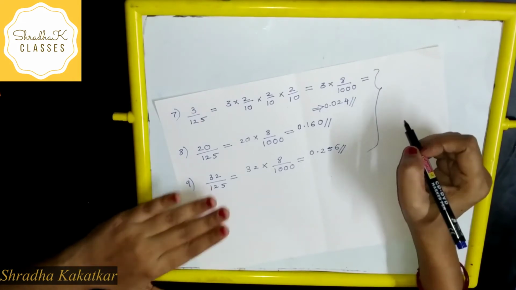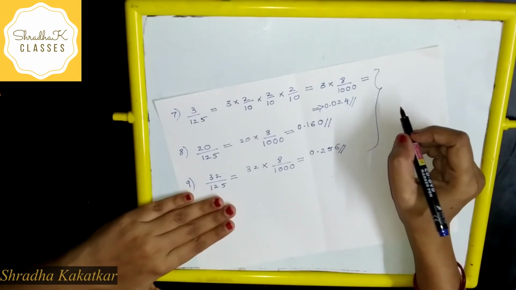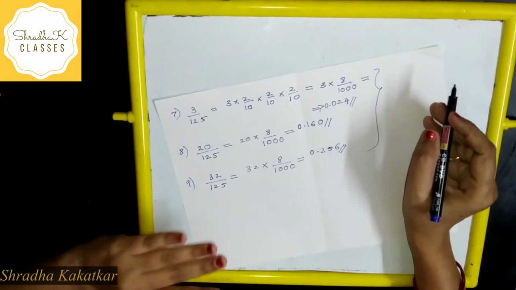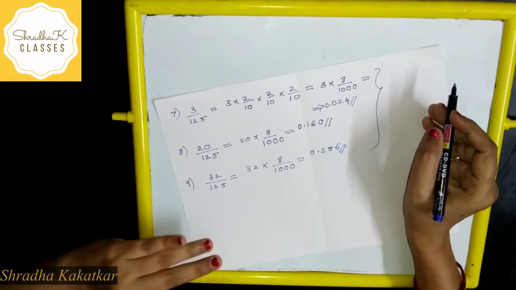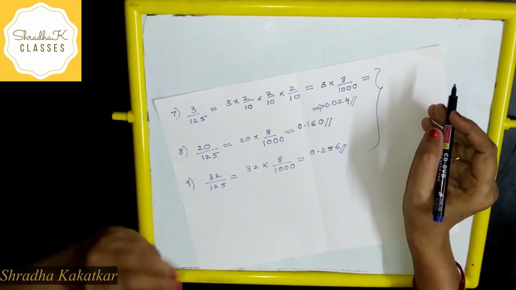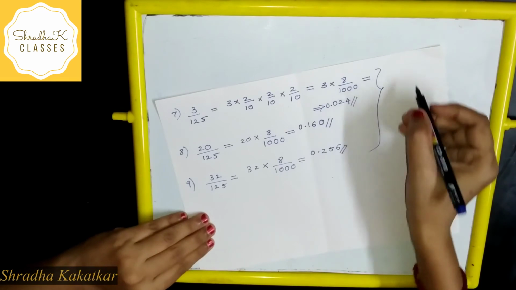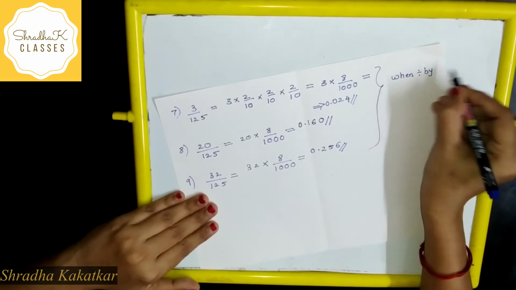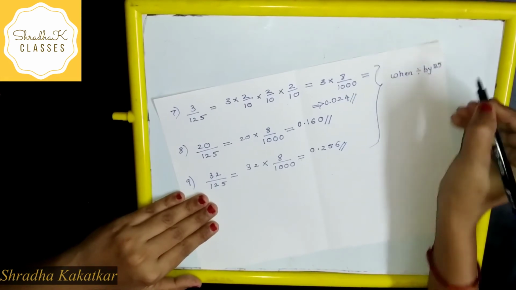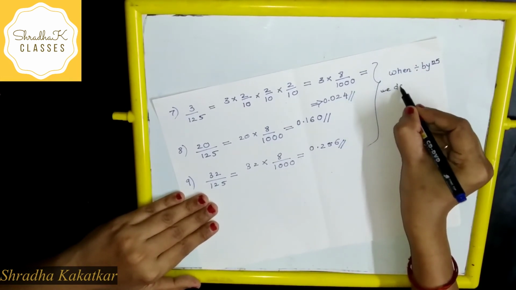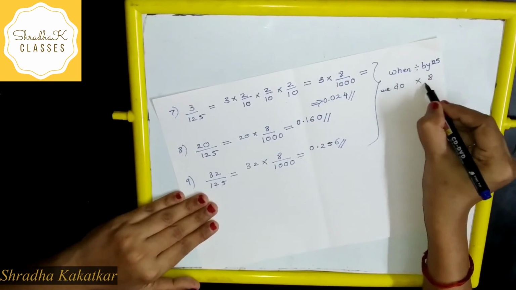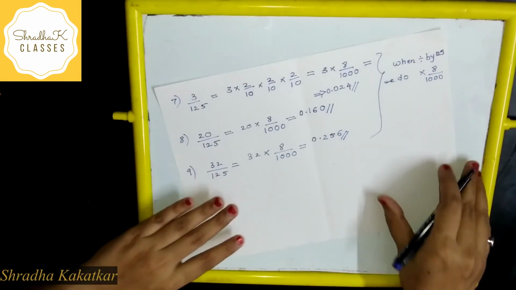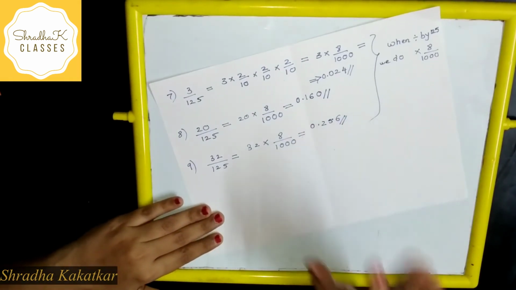What you have to remember in this case is what you have observed now. When there is division by 5, we multiply by 2 by 10. When there is division by 25, we multiply by 4 by 100. And when there is division by 125, we multiply by 8 by 1000. It makes our calculation easy. I hope you understood this.